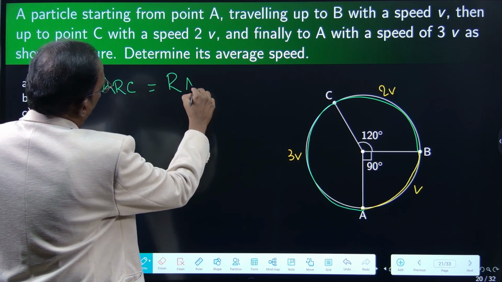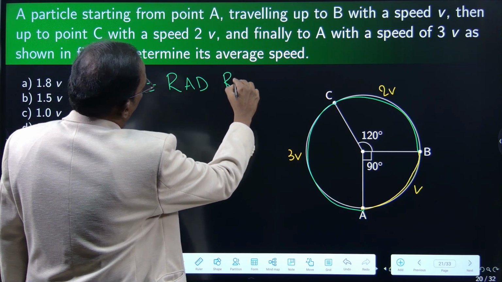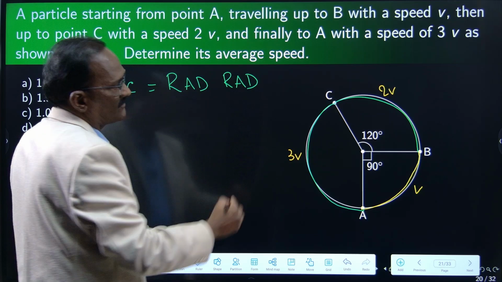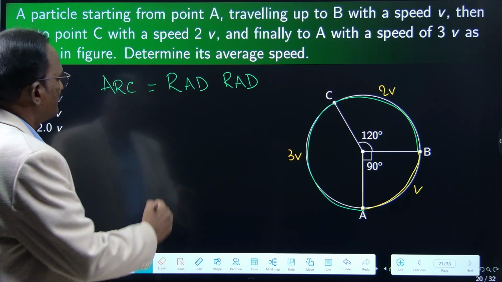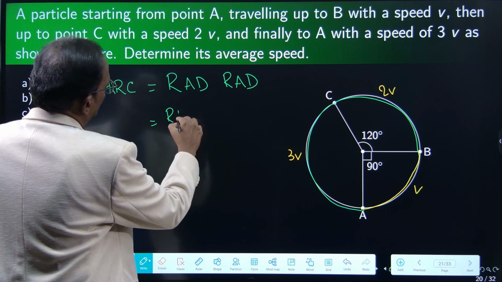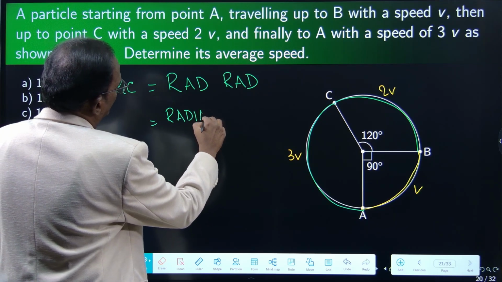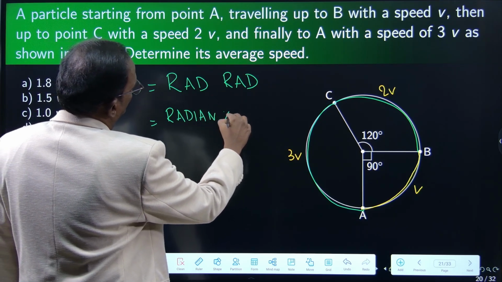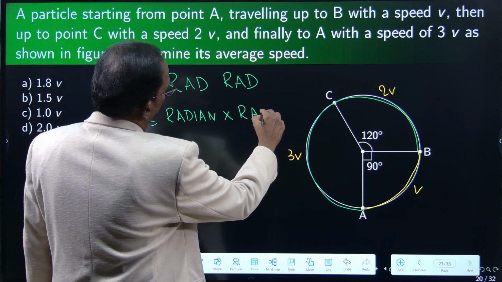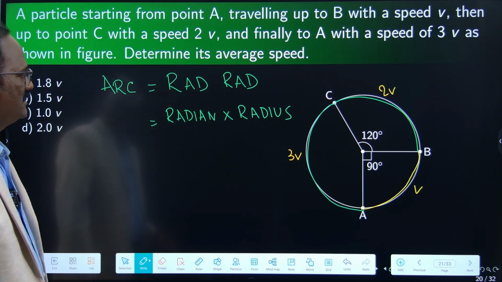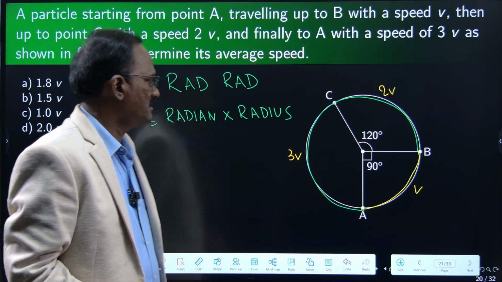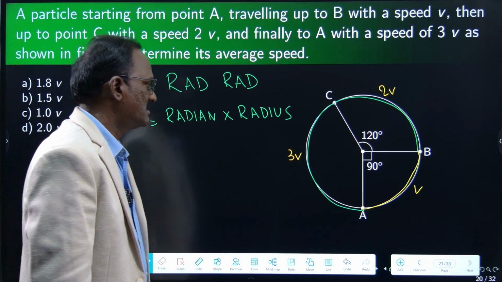Arc is equal to rad. This is how I will remember. Arc length is equal to rad. The first rad is radian, then multiplied by radius. This is rad, arc length. Radian, radius. Radius, let us assume it is r.